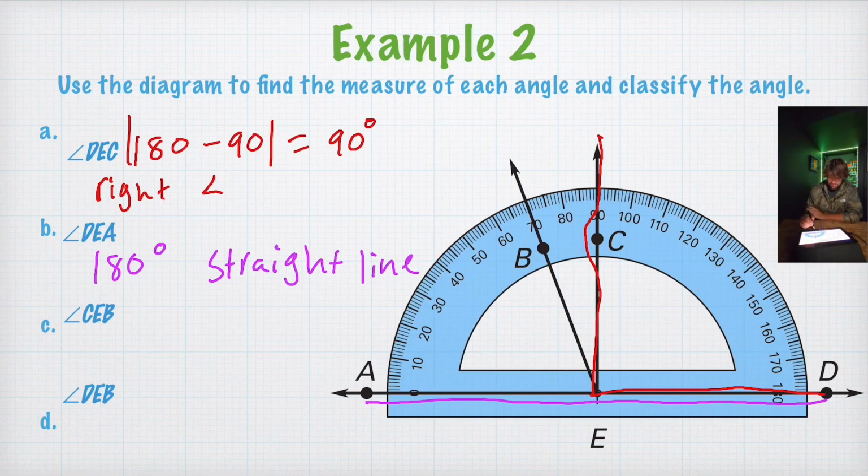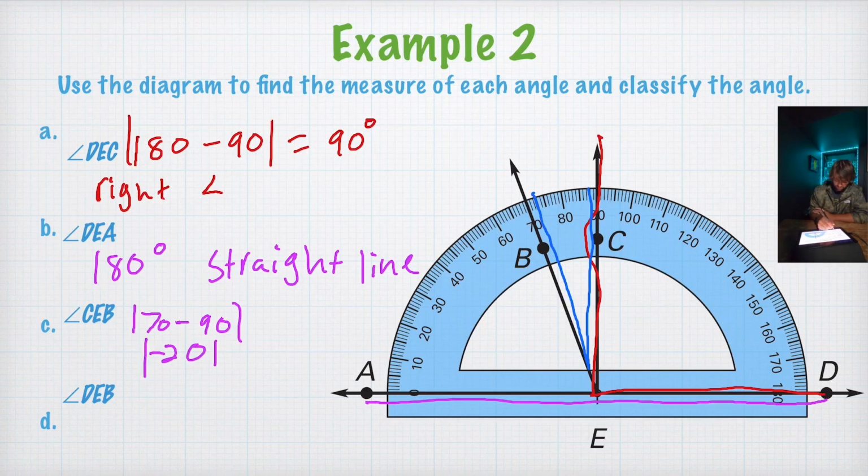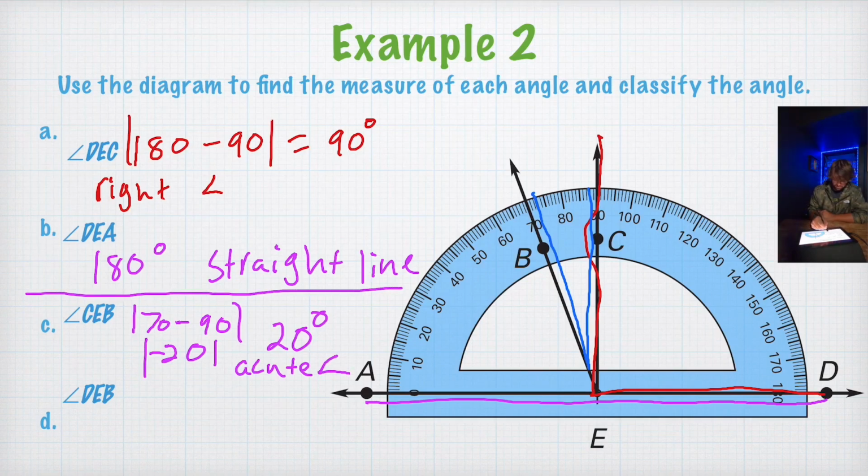Second to last, CEB. So I'm going to do it in reverse. We have absolute value of 70 minus 90. Okay, and that's going to be negative 20. And the absolute value of negative 20 is 20 degrees, which is going to be an acute angle. Okay, sorry, I should have done that in blue.